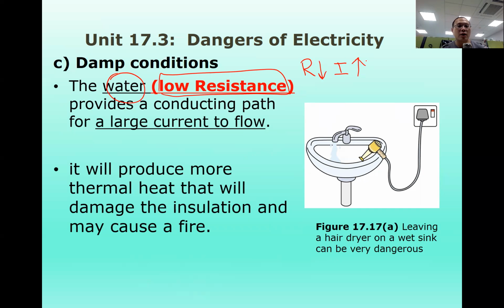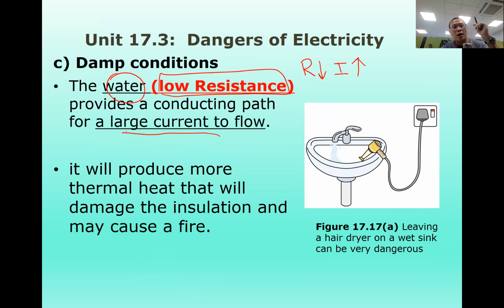So because water has low resistance, it allows high current to pass through. Imagine that you are blowing your hair with a hair dryer, and the hair dryer drops inside the bathtub, and you plunge your hand into the water to retrieve the hairdryer. And that is a no-no. It's a big no.